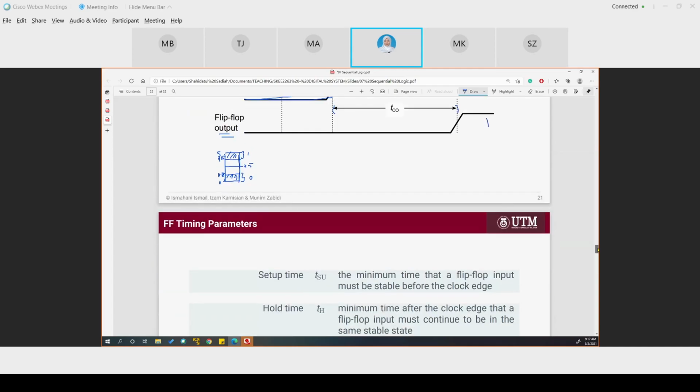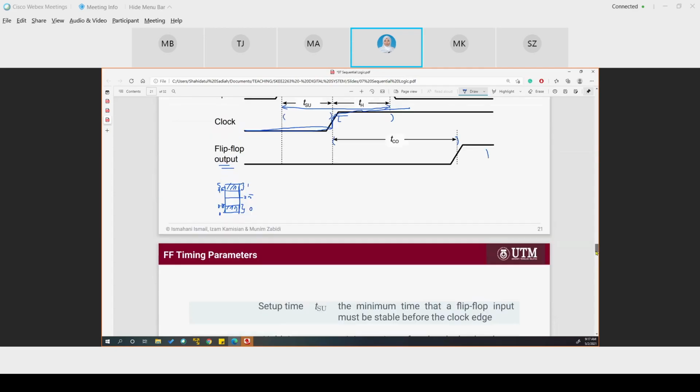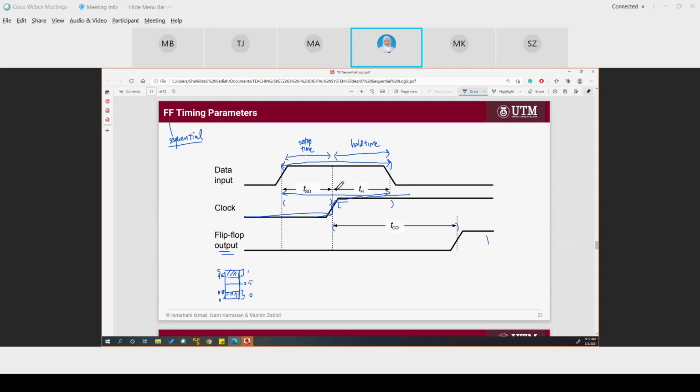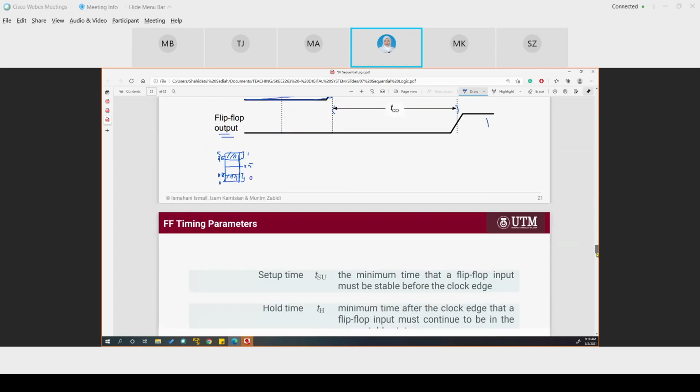So that is setup time, and the hold time is the minimum time after the clock edge that a flip-flop must continue to be in the same stable state. So this is the hold time. Setup time before the clock edge, hold time after the clock edge. And setup and hold is for the input to be stable.